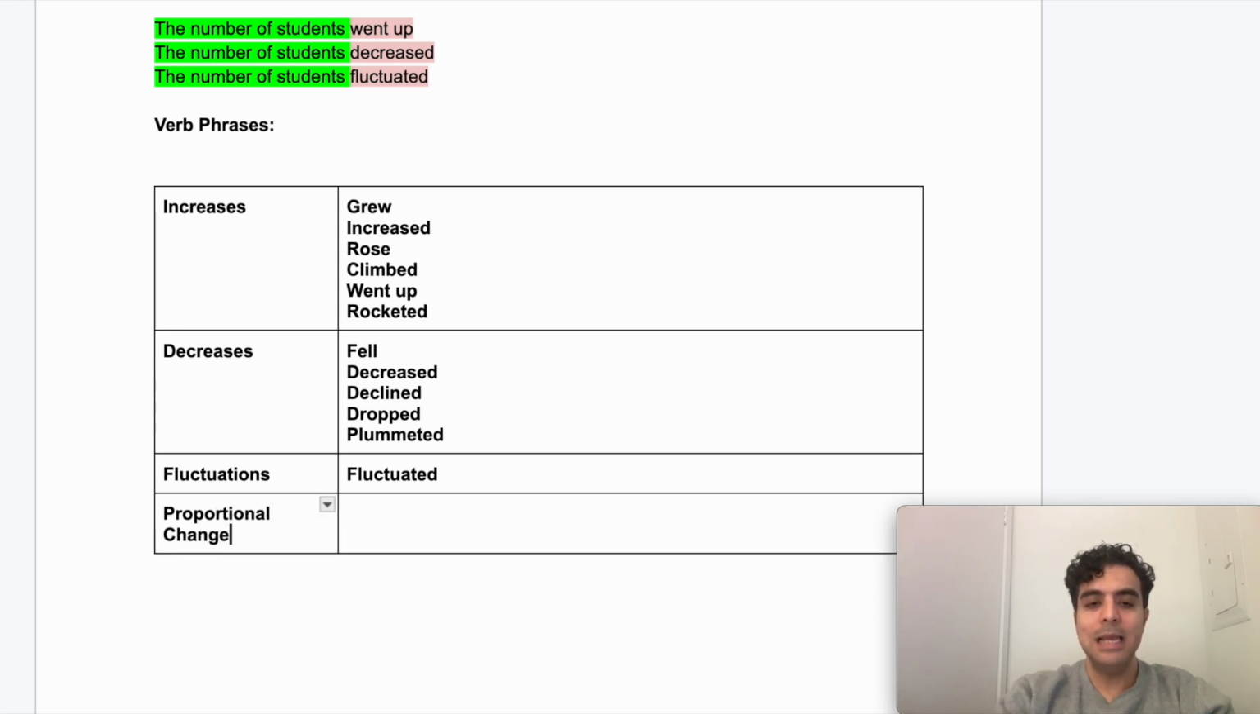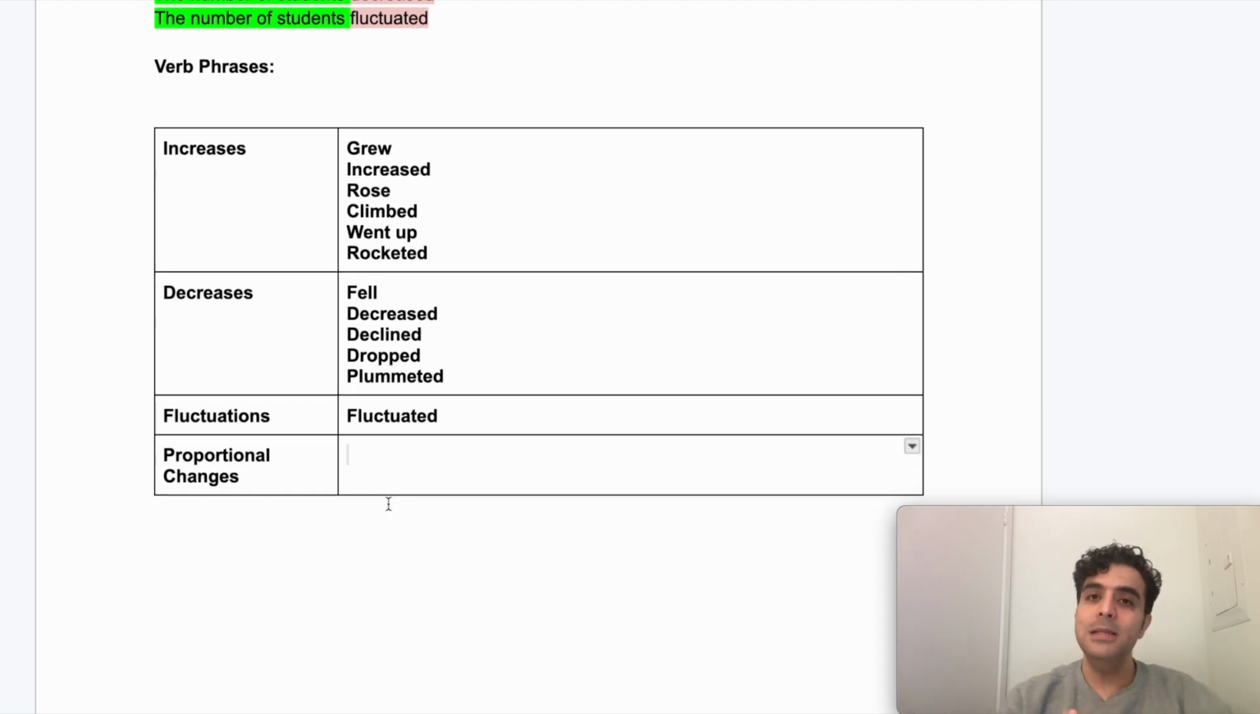So let's say I have witnessed an increase from 20% to 40%. So it's twice the amount, isn't it? What verbs could we possibly use to describe this? Well, you could say it doubled. So when something goes from 20% to 40%, it has doubled.